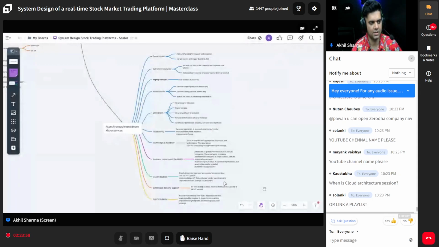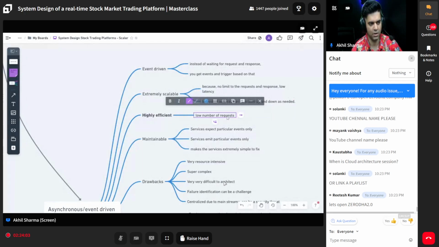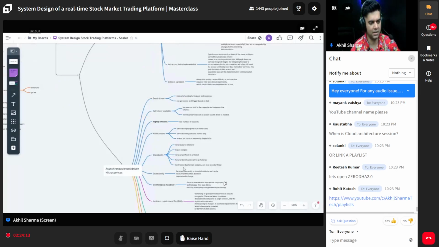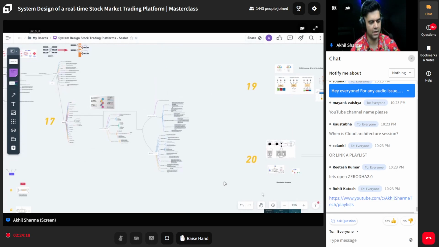In our case, we are going for asynchronous microservices, which are event driven, and they're going to be highly efficient, right? Low number of requests. This is the whole point. We're going to be extremely scalable because there's no request and response happening, so there's no limit. Super low latency. I've also mentioned the drawbacks for each of these points. Okay, so you don't have to struggle for any answers. All of the answers are on the board itself.